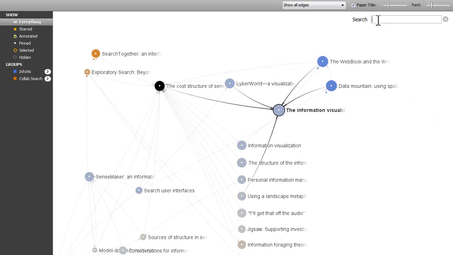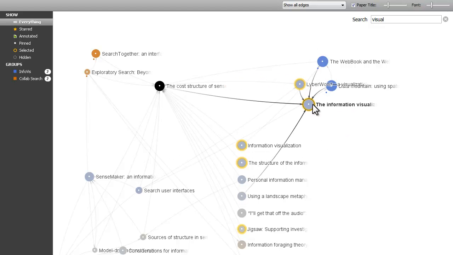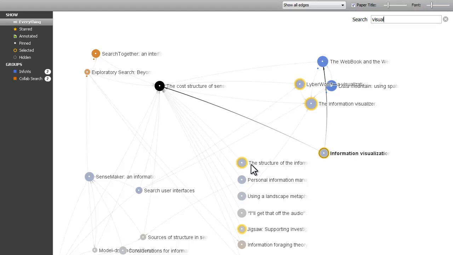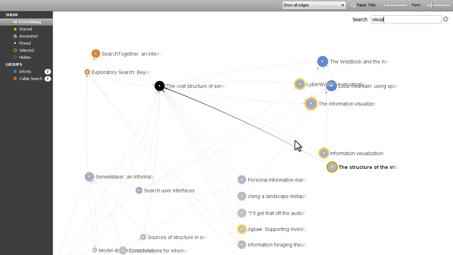Now, Jane tries to find more articles about visualization. Using the search feature, she sees that some articles are about visualization applications and some provide analytical type of information, so she spatially divides them into two subgroups.